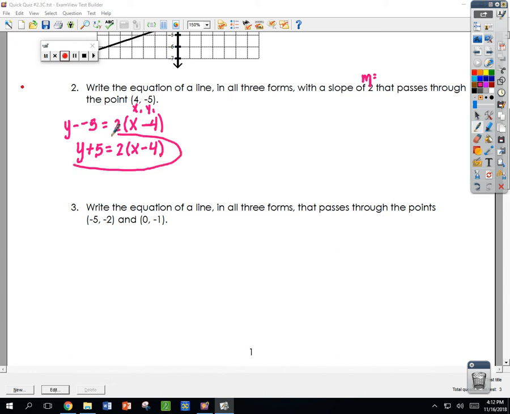And there's your point slope form. Slope intercept form, y equals mx plus b. You did it a couple different ways. Some people rewrote this to solve for y in terms of x. They would just distribute the 2 and move the 5.